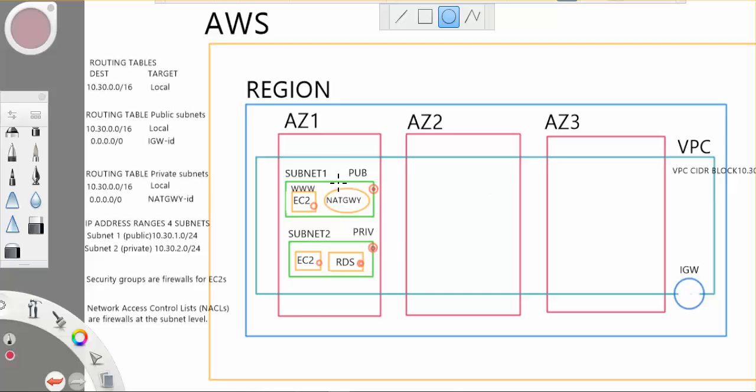Another question you might be asked is, can a subnet span more than one availability zone? The answer to that question is no. A subnet is contained inside of an availability zone. Even if I were to clone this infrastructure over here, I would be talking about subnet 3 and subnet 4, for instance, but it wouldn't be the same subnet 1. Subnet 1 is contained within the availability zone.